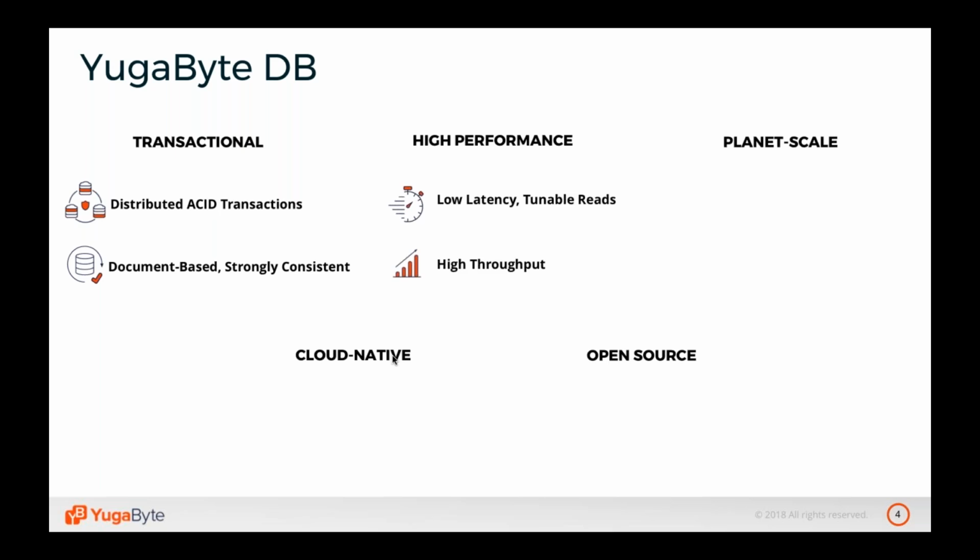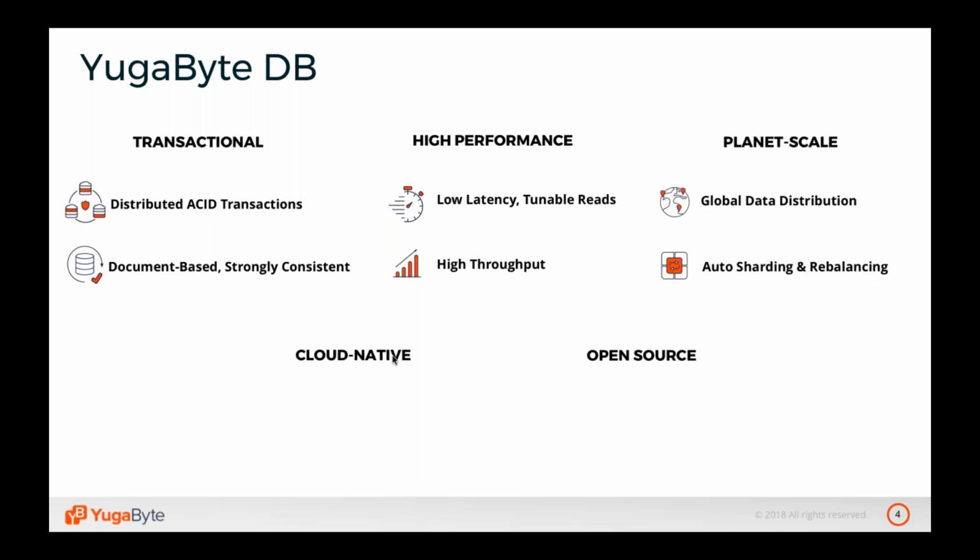On the performance side, we wanted it to be a low latency database, so it's got to be really, really fast in returning the data that you put in, but also offer tunability in terms of reads, so you can read from a follower from the nearest data center or the absolute source of truth. And it should also be pretty good at handling high throughput, so batch reads, batch writes, and so on.